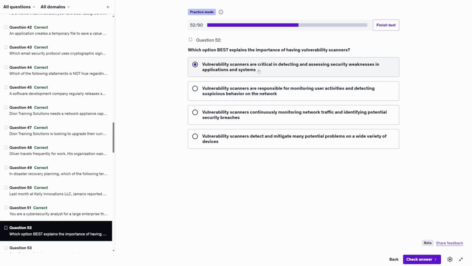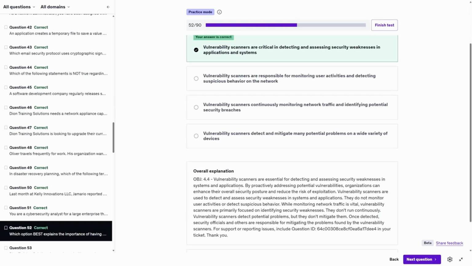And the correct answer here is A. So vulnerability scanners are essential for detecting and assessing security weaknesses in systems and applications. By proactively addressing potential vulnerabilities, organizations can enhance their overall security posture and reduce the risk of exploitation. Vulnerability scanners are used to detect and assess security weaknesses in systems and applications.